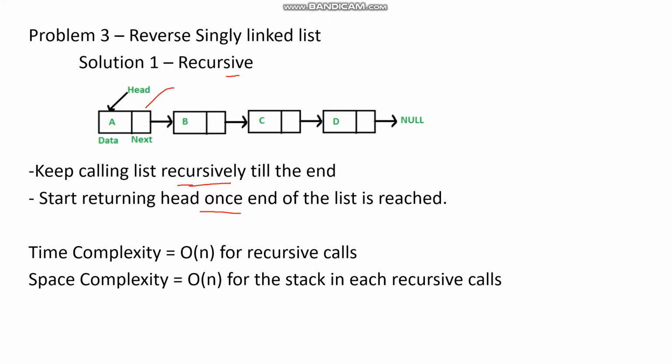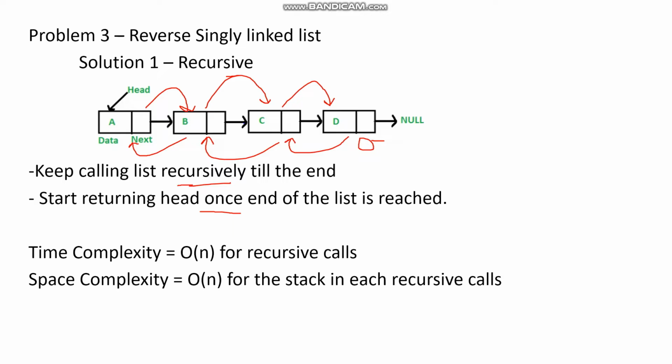So first we will be recursively calling the linked list, and as we reach the end of the linked list we will return the address of the next node, and here that next node will be pointing to this node, and this node will be pointing to this node, and this node will be pointing to this node, and this will be our new head. So we will be returning this at the end.